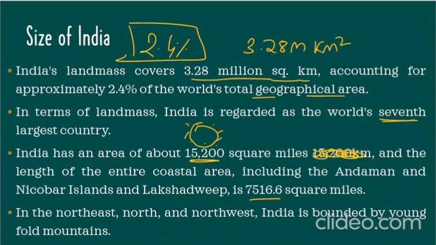Now, in the northeast, north, and northwest, India is bounded by the young fold mountains. These are our Himalayas. We have Himadri, Himachal, then Shivalik, we have all those mountains. That is our next chapter of geography, physical features, where you will understand more. So India has the young fold mountains too.